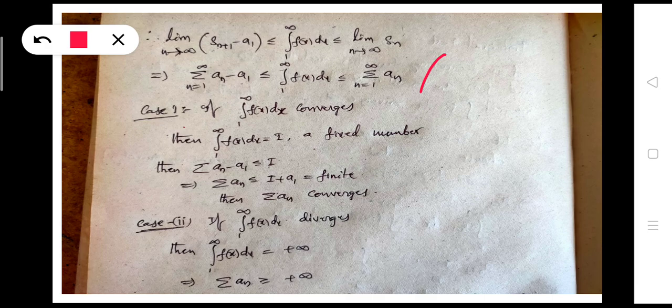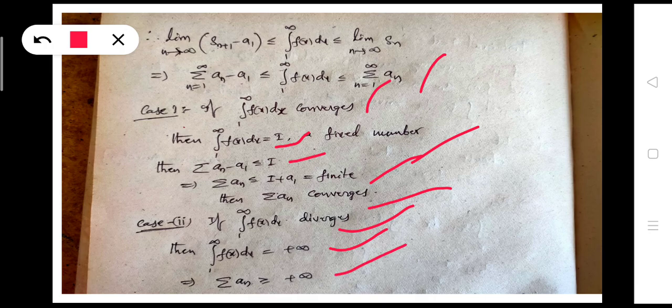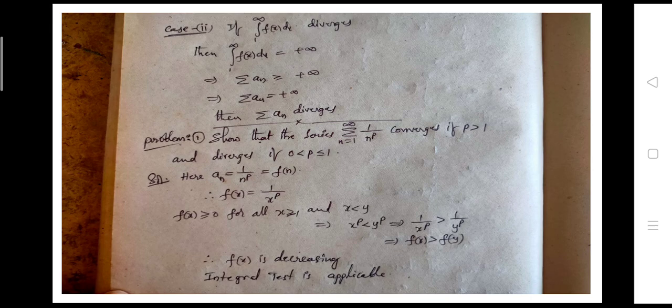Case 1. If integral 1 to infinity of f(x) dx converges, then we consider the integral 1 to infinity of f(x) dx equal to capital I, a fixed number. Then sigma an minus a1 is less than or equal to I, so sigma an is less than or equal to I plus a1, which is finite. Then sigma an converges. Case 2. If integral 1 to infinity of f(x) dx diverges, then the integral must be equal to infinity. So sigma an must be greater than or equal to infinity only. Continue to the next slide.